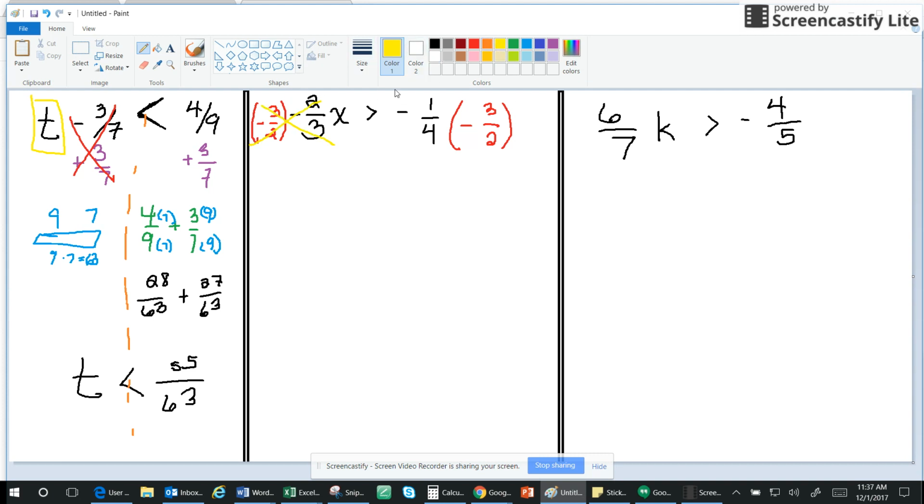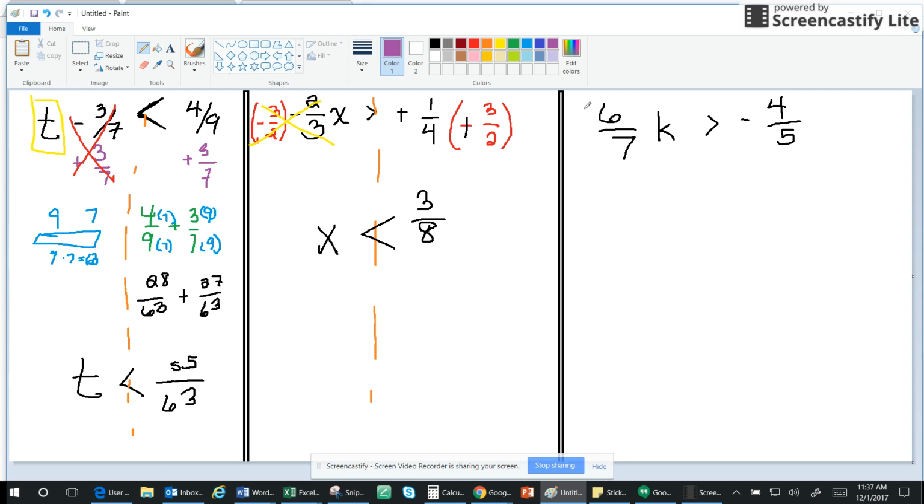That would cancel these guys out. I get left with just the x. I multiplied by a negative number, so that means I got to flip the inequality symbol. Multiply straight across. Negative times a negative makes these positive. 1 times 3 is 3. 4 times 2 is 8. And so we wind up with x is less than 3/8. All right, try the last one on your own. Hit continue when you're ready to check your work and your answer.